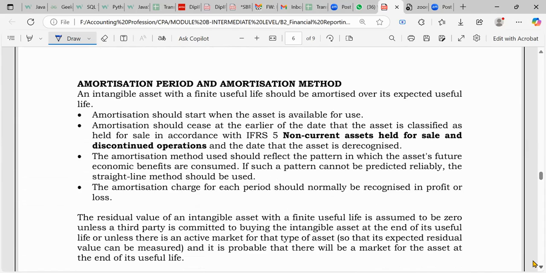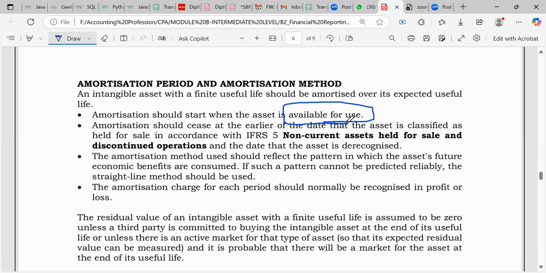Again, we speak of amortization period and amortization method. Amortization period, I think that's what we spoke of as the useful life. Amortization method, normally we use the straight line. That's the common method, you know it. Amortization should start when the asset is available for use, ready for use. Just like for PPE, I even gave you two examples, right? That you have two vehicles, one is being used, one is not, but we are depreciating both. So the same here. When it's ready for use, you amortize it, right?